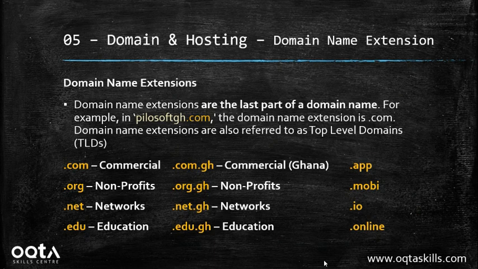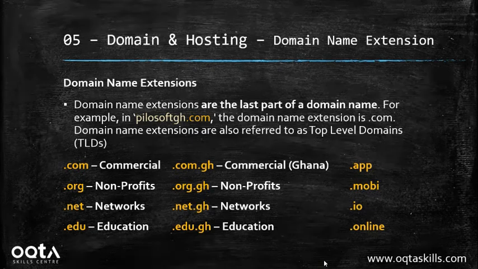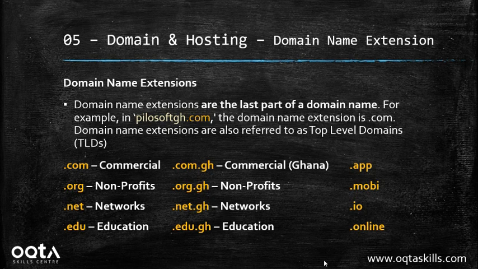So next, we are going to be looking at domain name extensions. Just as we stated earlier, they are the last part of a domain name. Just as in philosophygh.com, we have .com being the top level domain, or the domain name extension. Examples of them are .com, .org, .net, .edu. The .com is meant for commercial organizations, people who are engaging in trade or commerce. It has come to be the most common domain name extension as of today.